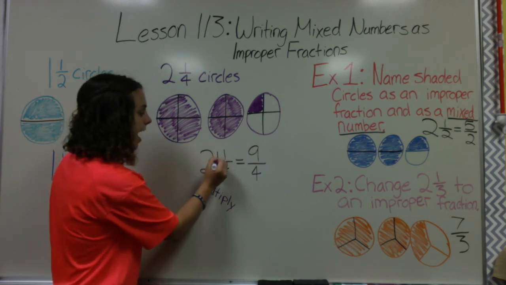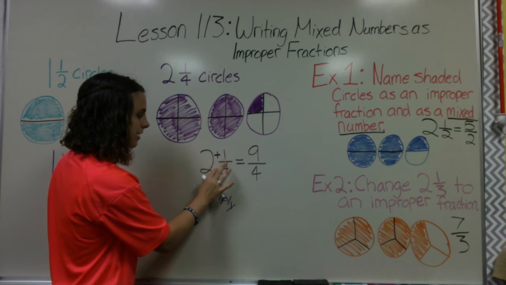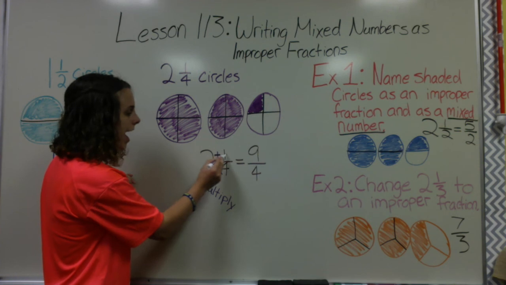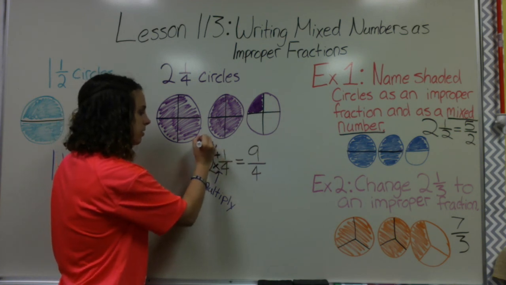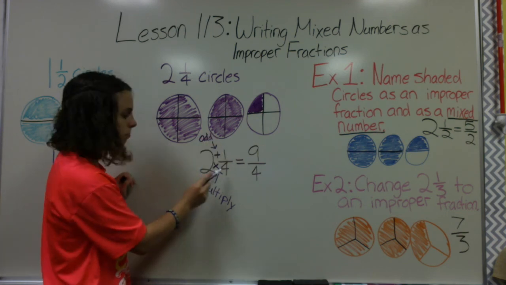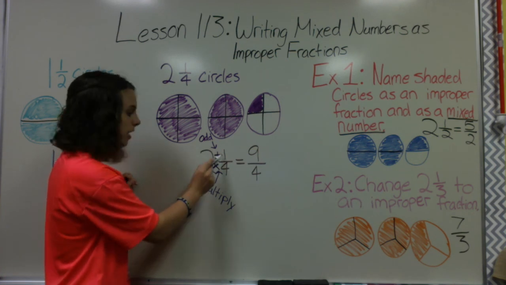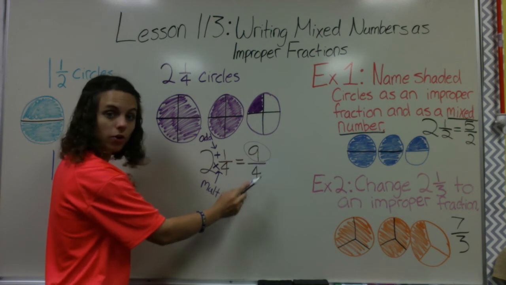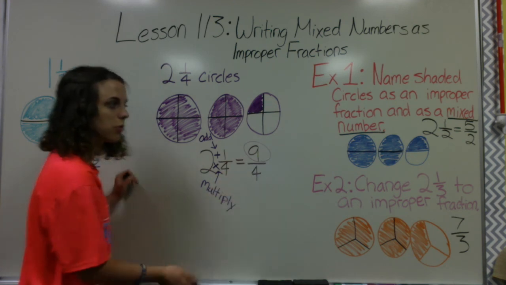Then I would add. Sorry, these are looking the same because they're slanted. Here we go. Multiply 4 times 2, then I would add 1 more. So I multiply, bottom times whole number, then add. So 4 times 2 is 8, plus 1 more is 9. There's my 9. And the denominator always stays the same. My 4 is always going to be the same. My denominator will be the same.